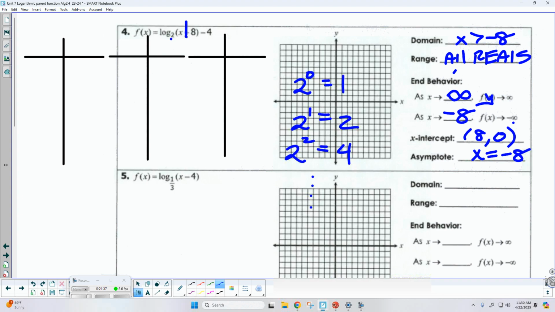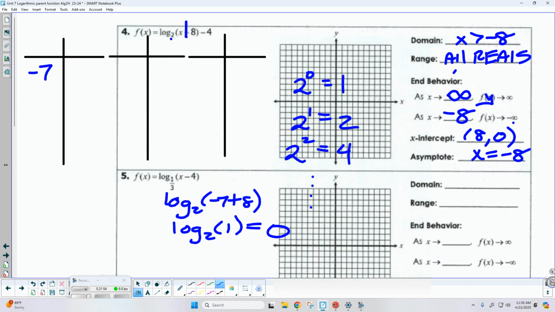Oh, 7? -7. So I could start with -7. Because now if I plug it in, log base 2 of -7 plus 8 would be log base 2 of 1. Well, that would be 0. That would give me a point there.